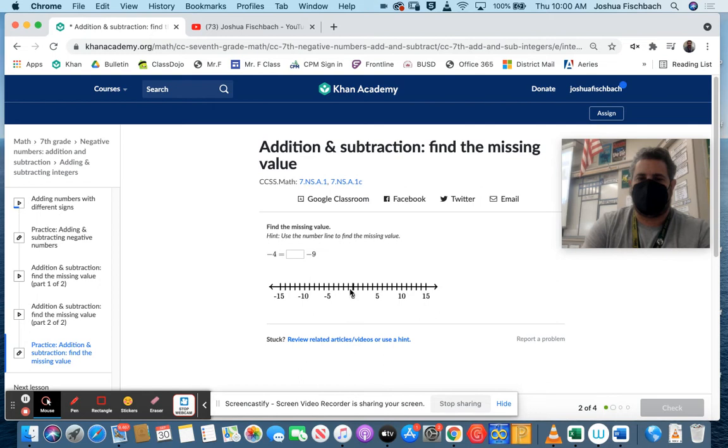So let's work backwards here. We end up at -4, -3, -2, -1, 0, 1, 2, 3, 4. And then we know we moved to get there 9 to the left, which means to get back to our original number, we need to move 9 to the right. From there, 1, 2, 3, 4, 5, 6, 7, 8, 9. Well, where do you end up? At 5. So that makes sense. 5 take away 9 is -4, because 5 plus -9 would be -4. So that works.